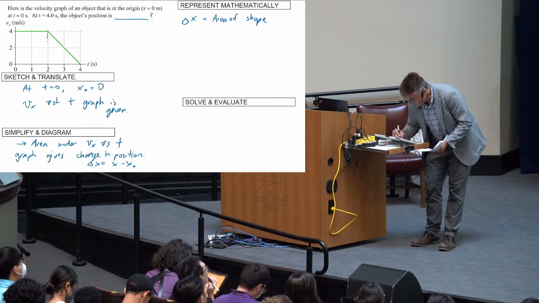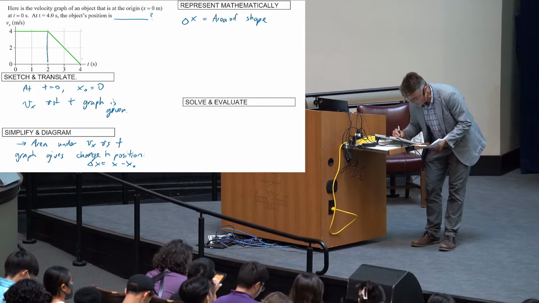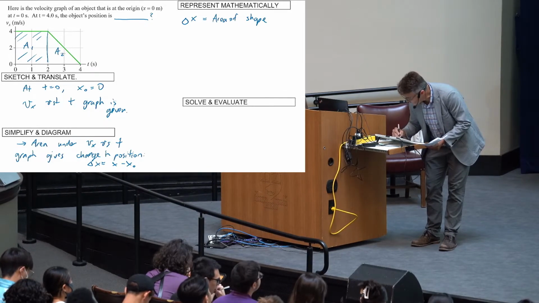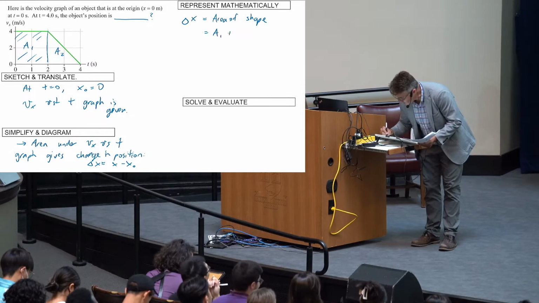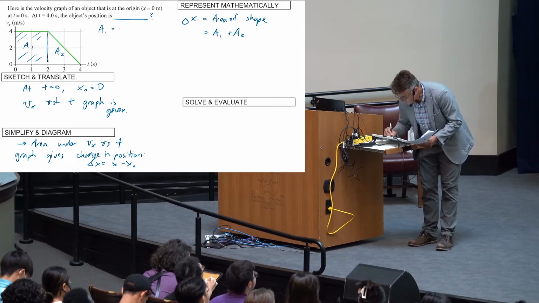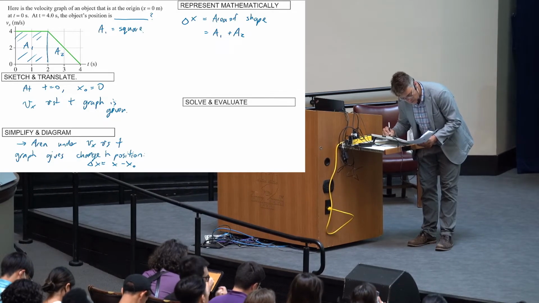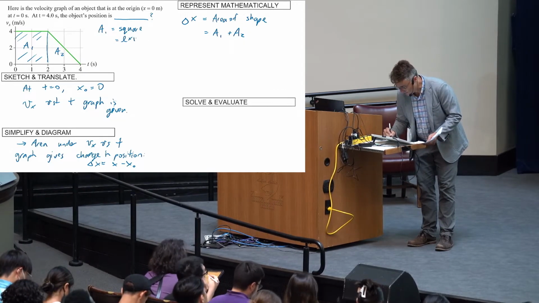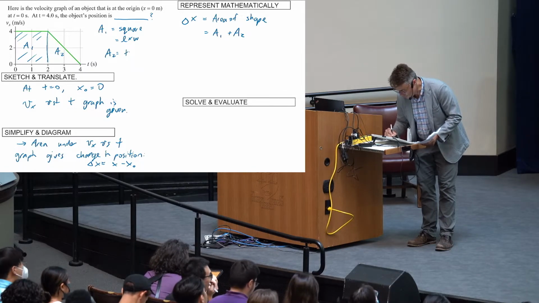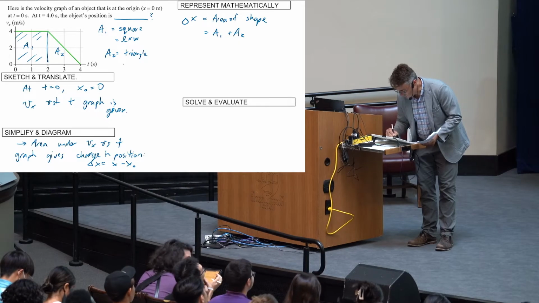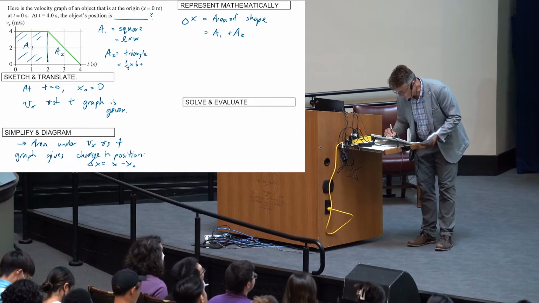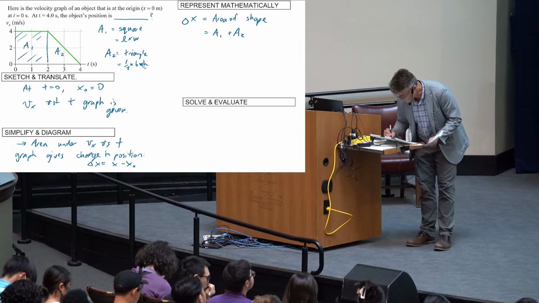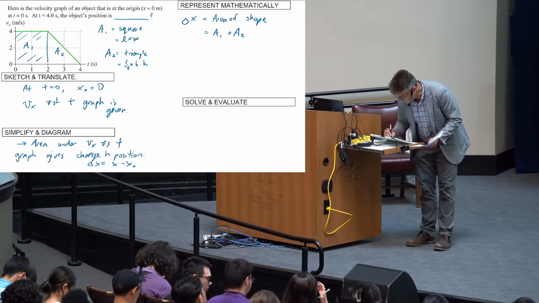So what we can do now is divide the shape into a square and a triangle. Call it A1 and A2, equals A1 plus A2. A1 is a square. What's the area of a square? It's length times width. And A2 is a triangle. And area of a triangle is 1/2 base times height. Sorry about the messiness. Anyway, this is a geometry problem.